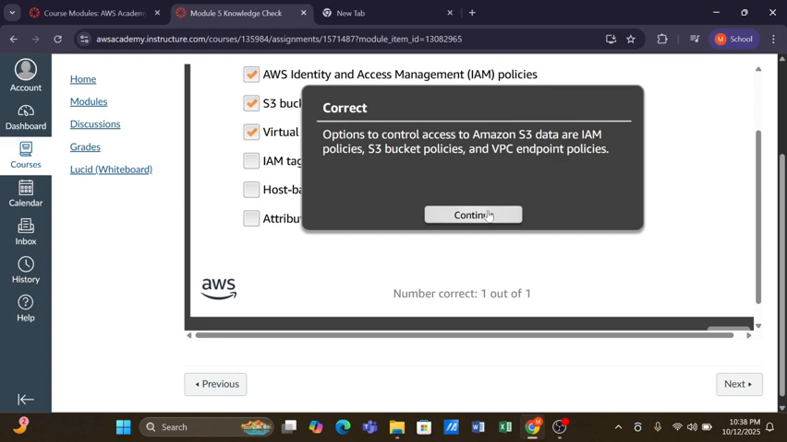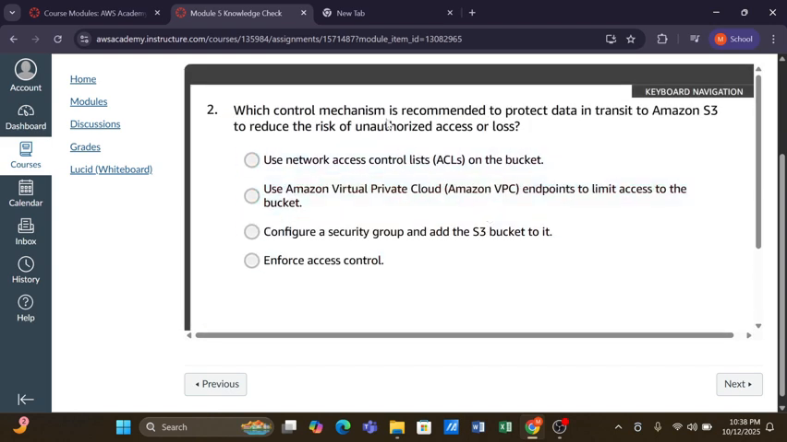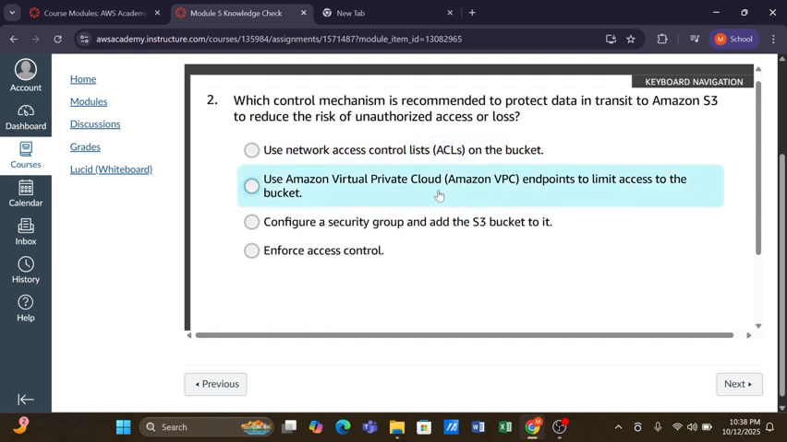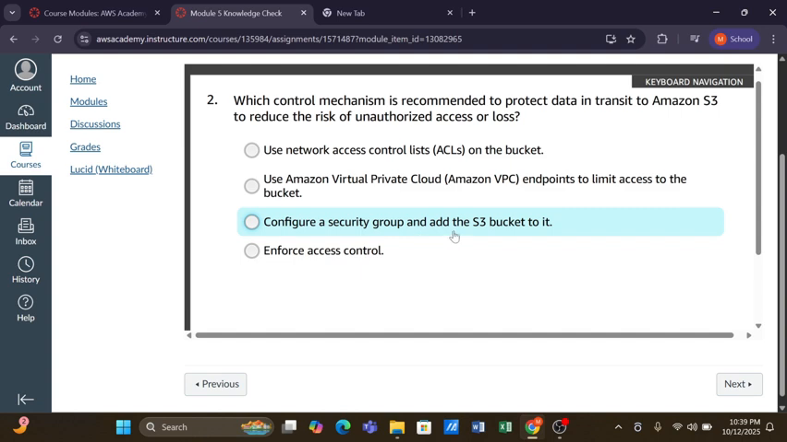Moving on to the next question. Which control mechanism is recommended to protect data in transit to Amazon S3 to reduce the risk of unauthorized access or loss? The options are: use network access control lists (ACLs) on the bucket, use Amazon VPC endpoints to limit access to the bucket, configure a security group and add the S3 buckets to it, and force access controls.